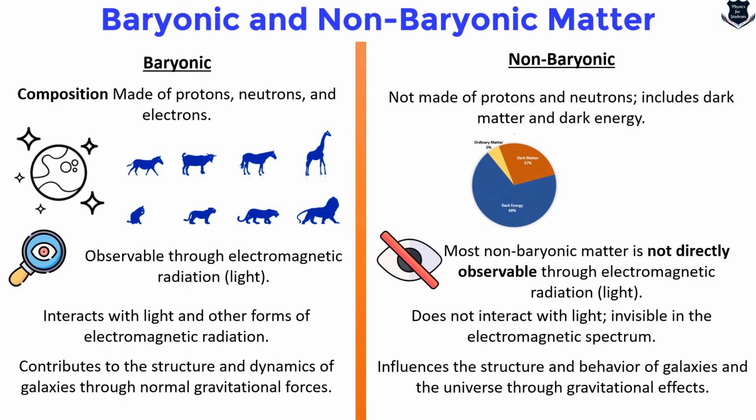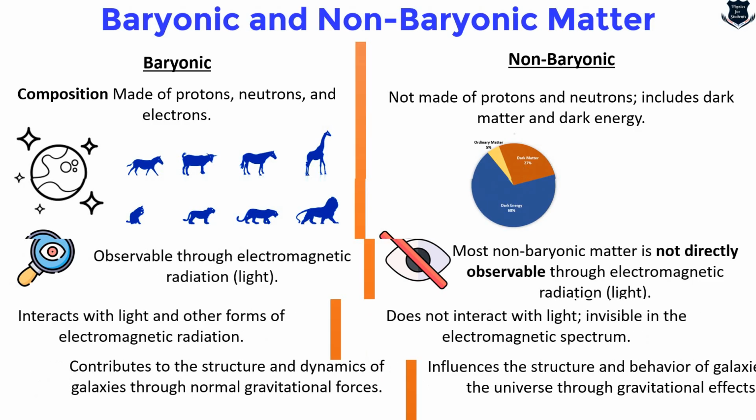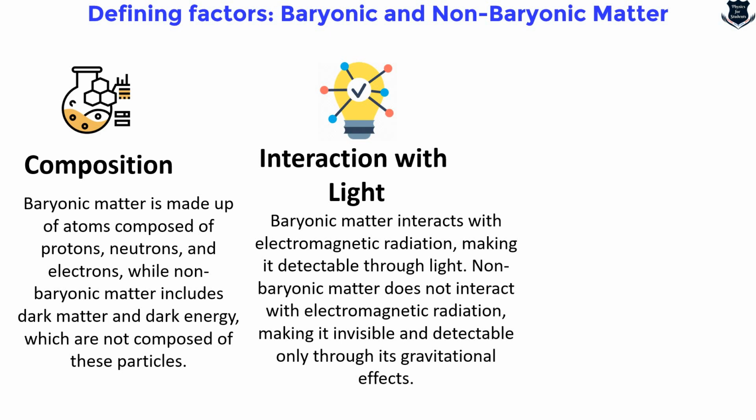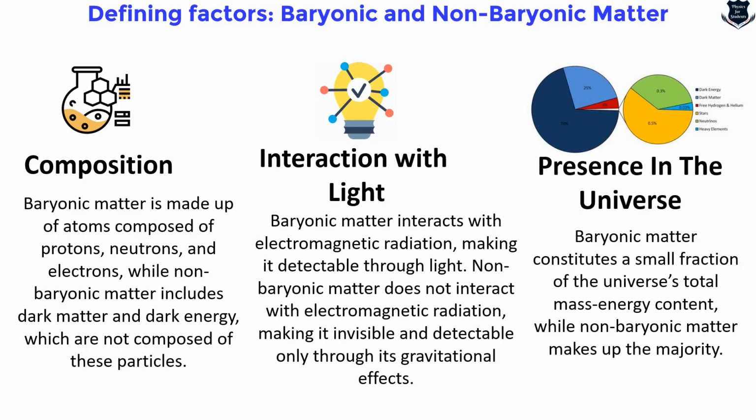It contributes to the structure and dynamics of galaxies and influences the structure and behavior of galaxies in the universe through gravitational effects. So what could be the defining factors of baryonic and non-baryonic matter? One is the composition, because baryonic matter is made up of atoms and molecules, and non-baryonic matter includes dark matter and dark energy. The baryonic matter interacts with electromagnetic radiation, that is why we can see it, and non-baryonic matter does not interact with electromagnetic radiation. So it is very difficult to detect except through gravitational effects. In terms of presence in the universe, baryonic matter consists of a small fraction of the mass energy content, while non-baryonic matter makes up the majority.